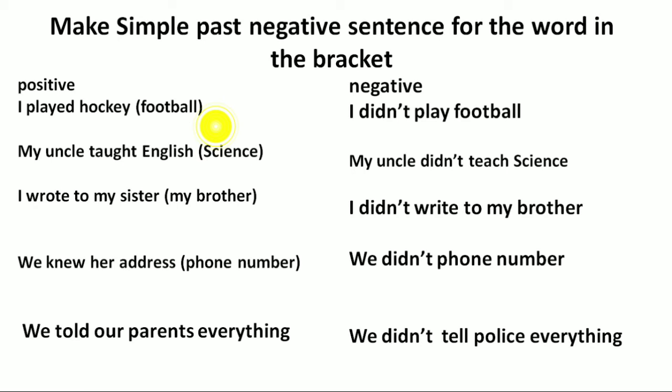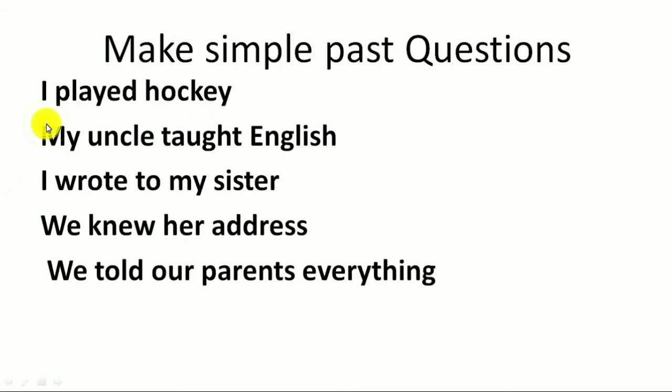Here you have to see that did plus V1 is used in negative sentences, and not is added along with did. Didn't teach, didn't write, didn't know, didn't tell, likewise. Then we can make some questions, making simple past questions for the following examples. I played hockey. Pause the video, read the sentence, then change it into simple past questions. That means auxiliary questions.